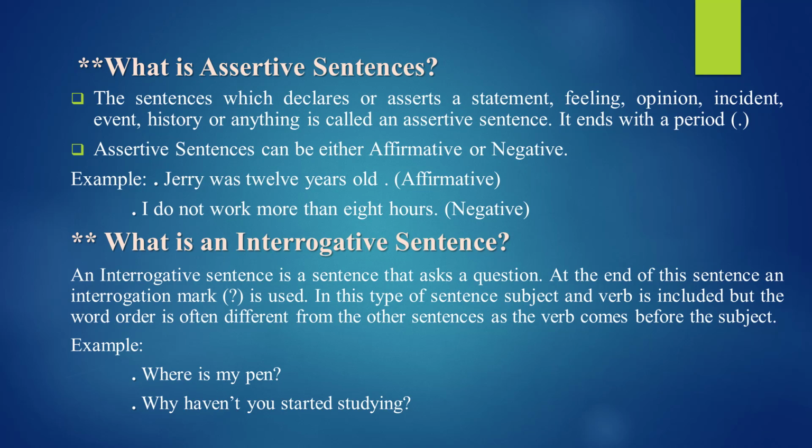I do not work more than 8 hours. This is a negative sentence. Now, what is an interrogative sentence? An interrogative sentence is a sentence that asks a question. At the end of this sentence, an interrogation mark, that means a question mark, is used. In this type of sentence, subject and verb are included, but the word order is often different from the other sentences, as the verb comes before the subject. I repeat, in an interrogative sentence, the verb comes before the subject. For example, where is my pen? Or, why haven't you started studying?